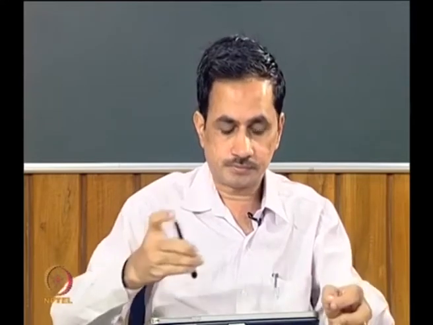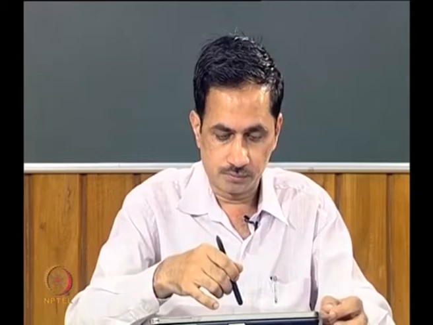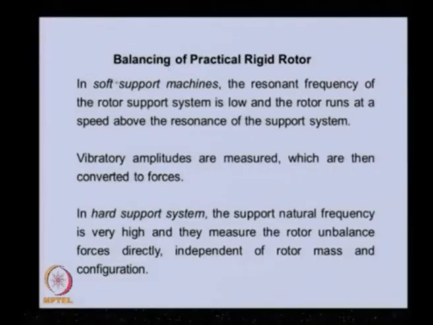In this, we have two types of machines. One is the soft support machine. The resonance frequency of the rotor system is low because the support is soft, and the rotor runs at a speed above the resonance of the support system. In this particular case, generally we measure the vibration amplitude, and then we convert that into the force.